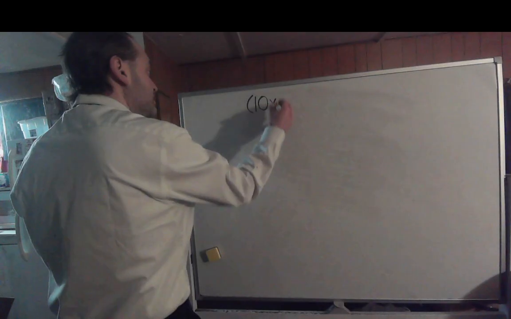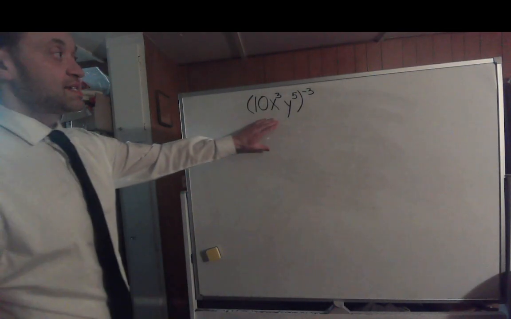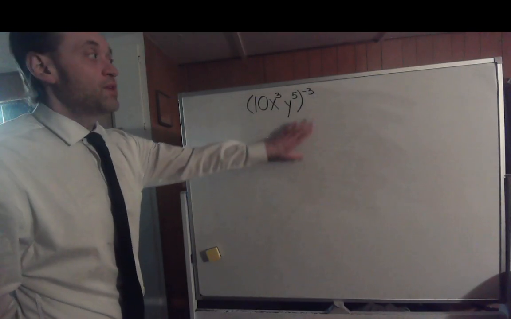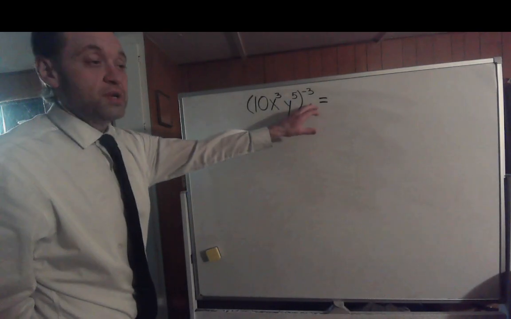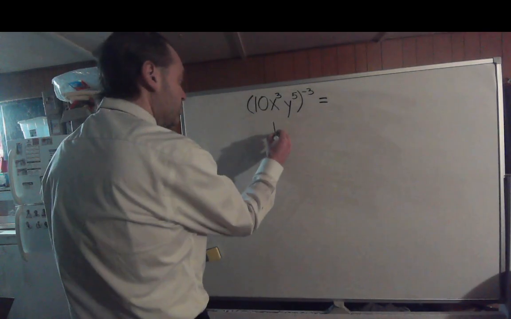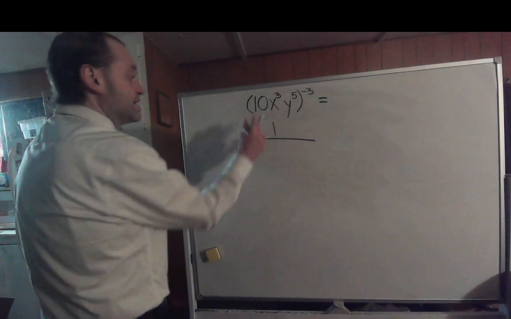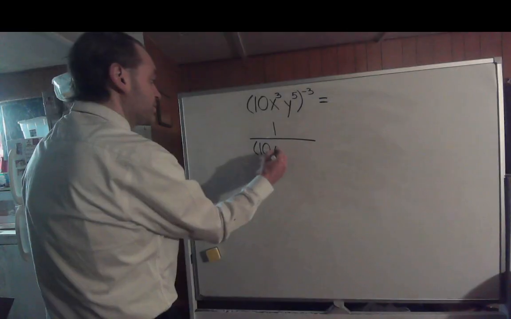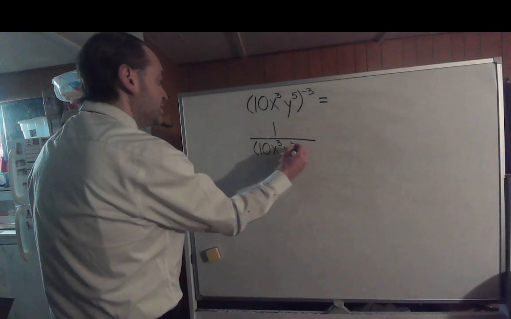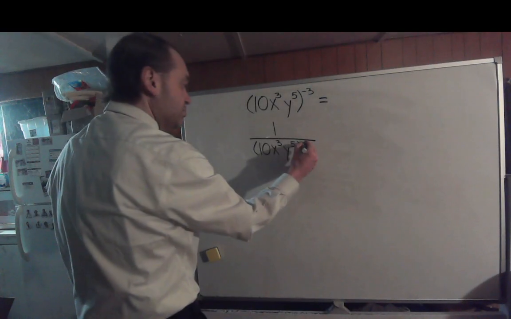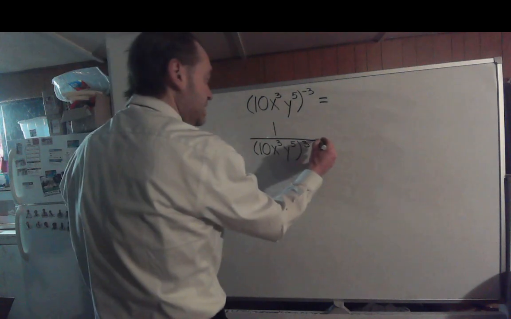So let's see, we have 10x to the third y to the fifth raised to the negative third power. Well, let's look at the fact that all this is raised to a negative power. So you're going to have 1 in your numerator over that 10x to the third y to the fifth in your denominator, and that negative 3 turns into a positive 3 for the power in the denominator.